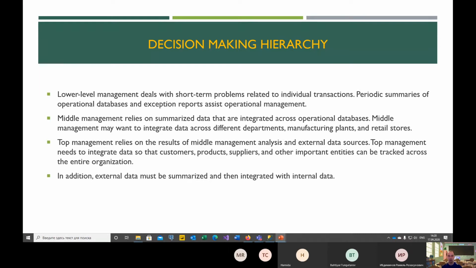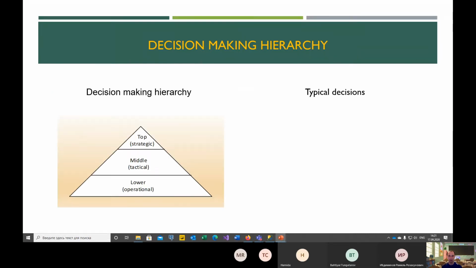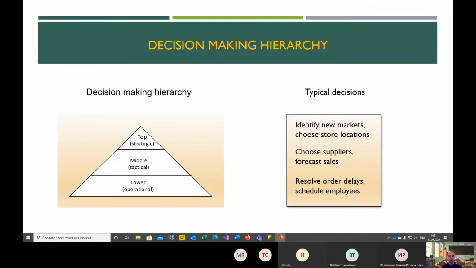And one important feature is that we need to summarize and integrate the data we have. Like this decision-making hierarchy: operational or lower. On the lower level, we work mostly with the data sources and how to retrieve data from them. On the middle level, we use forecasts and new markets, and at the top level, we have the strategic resources.